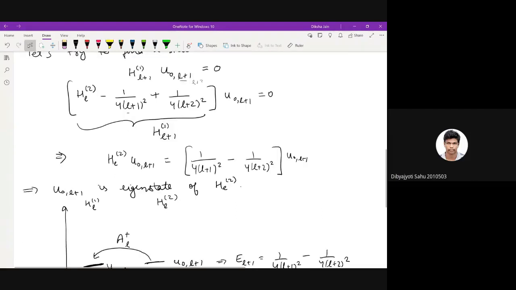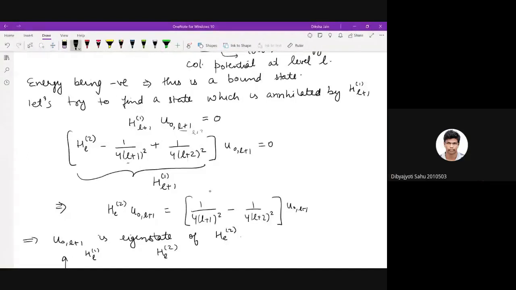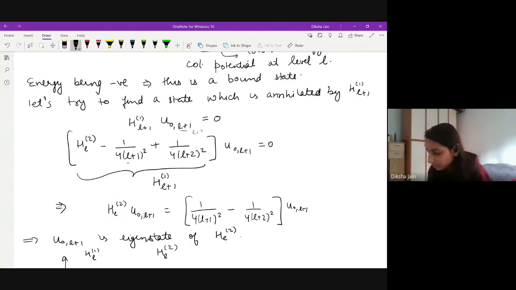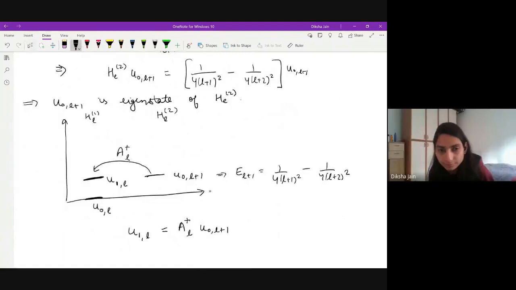Yes, Diksha, please. Debojyoti, can you please mute and unmute when you speak? Thank you. The point is that since L appears in the denominator here, if you increase this L, the energy is going to increase. So this is the minimum one for H2 of L. So this is the lowest energy state of H2 of L. And now it has to be paired with some state in H1. It cannot be paired with the zero one. It is paired with the first excited state. Is it clear? Yes, ma'am.